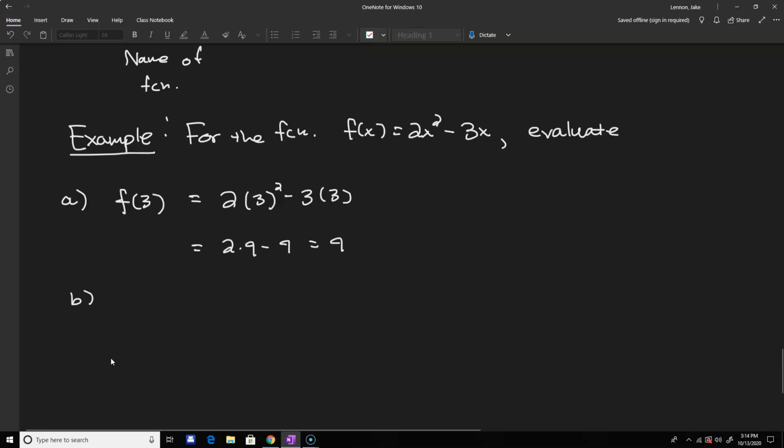B, let's say we have, I don't know, maybe f of x plus f of 3. Well, we just found f of 3, so what we do is we have our 2x squared minus 3x, our f of x formula, and then we just add 9 to that. So that's all we would do there.